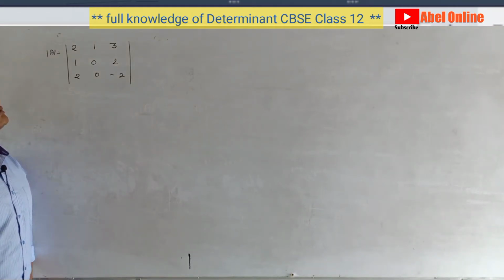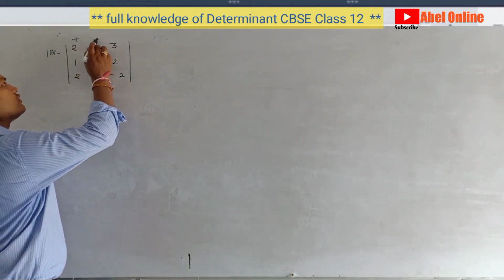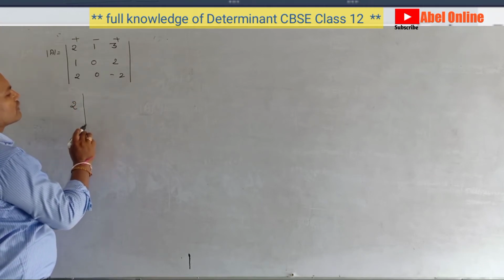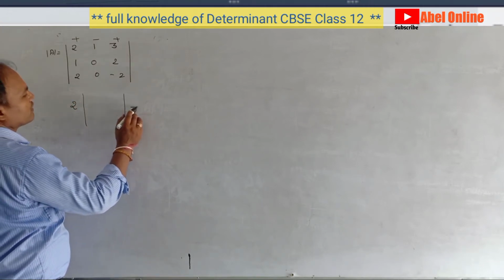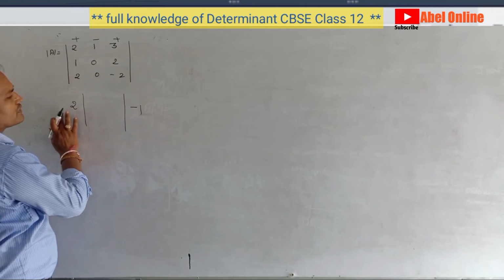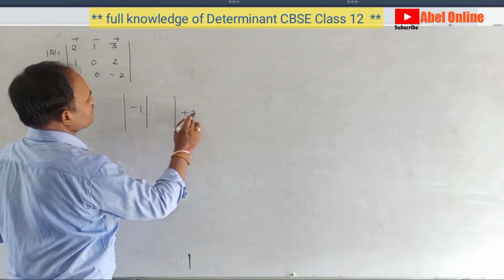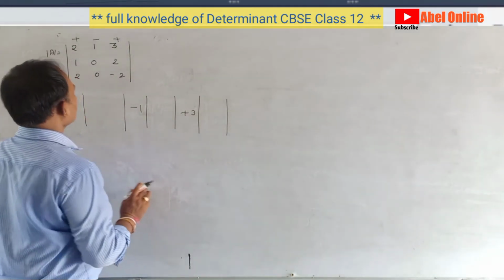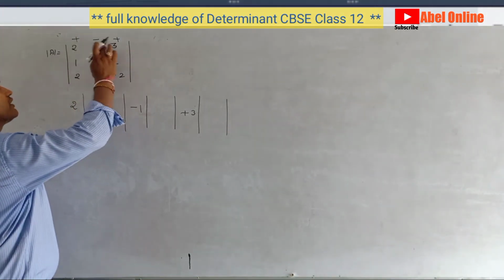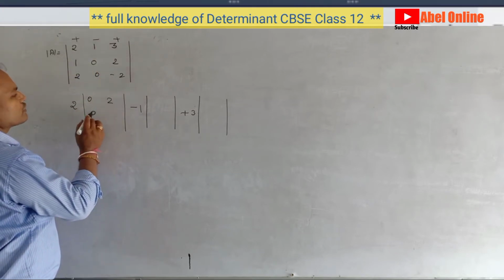So how can we find the value? Always remember we are going to solve by the first row, so it is plus minus plus. I have written here 2, then use the determinant, then minus 1, since it is a negative sign, then use the determinant, and plus 3, then use the determinant. Now when we are talking about the 2, eliminate the elements of its row and column, and the remaining part is 0, 2, 0, minus 2.